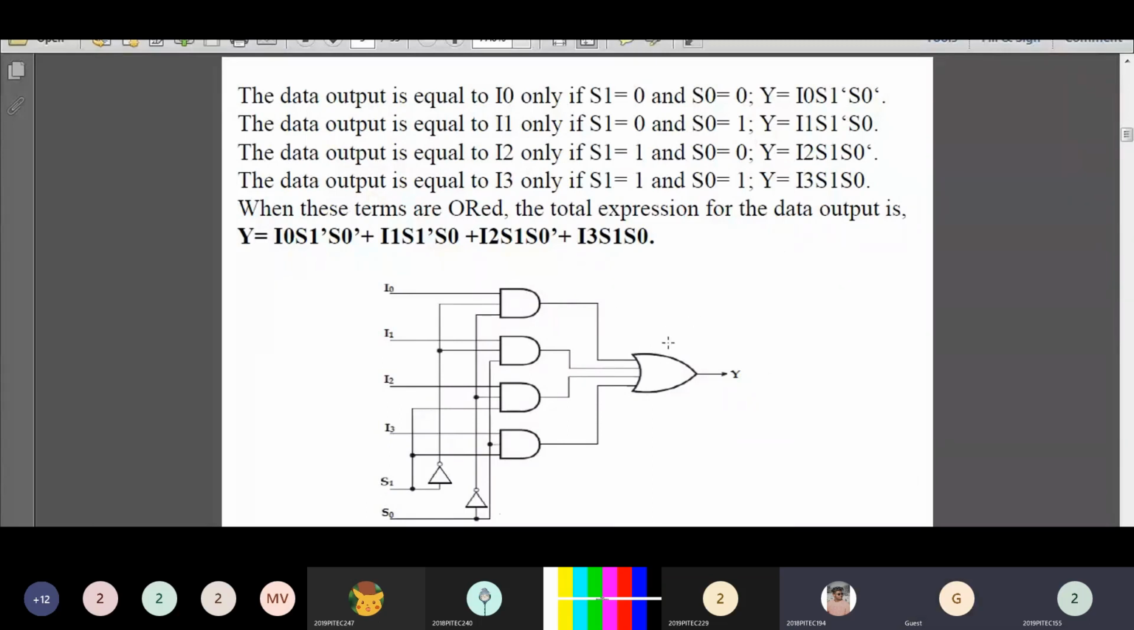Finally, you have to write the expression for your output Y. Y is equal to I0 S1' S0' plus I1 S1' S0 plus I2 S1 S0' plus I3 S1 S0.